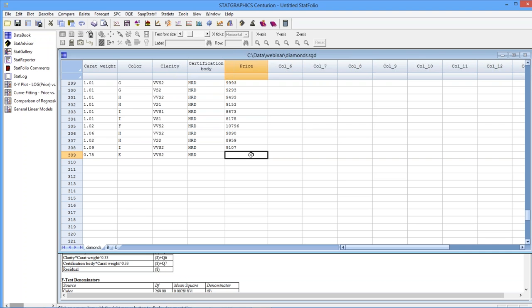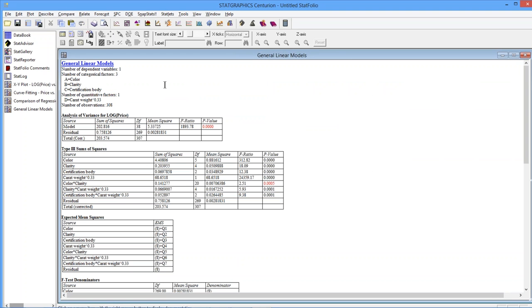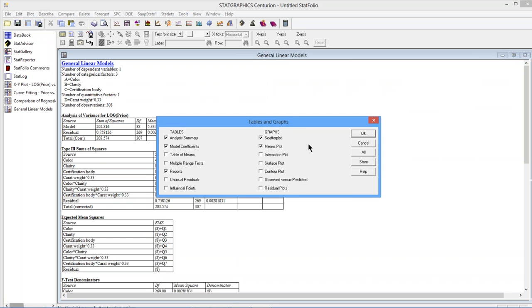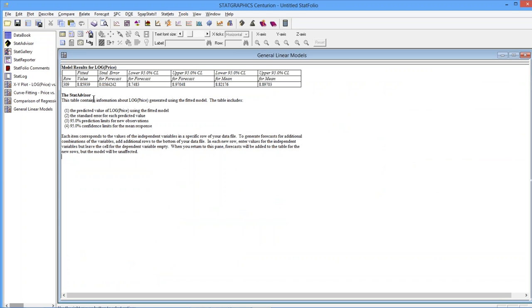I'm going, however, to leave the price, that's the dependent variable, blank. This is how you make predictions using the fitted model. I'll click back on the general linear models procedure. I'll then click on reports, and you can see in the report pane that it has predicted the log of price for that diamond to be 8.85939. Now that is a prediction for the log of price. And you can see, in addition, there are 95% confidence intervals for the forecast and also for the mean price of those kinds of diamonds.